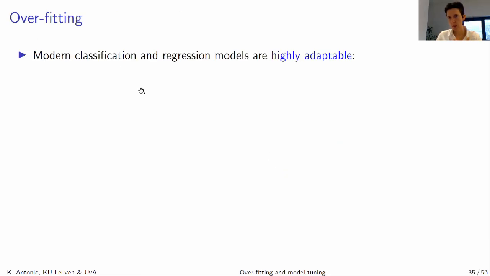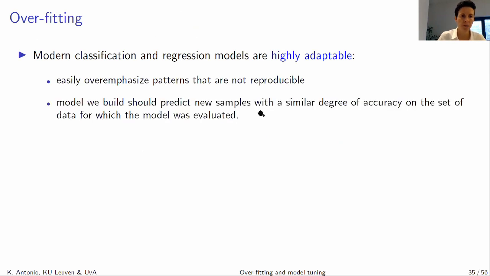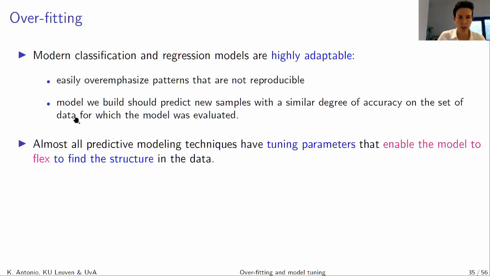We discussed overfitting already. We say, well, modern classification regression models, they're highly adaptable. They can easily overemphasize patterns which are not reproducible from the training data to the test data. And the model we built should predict the test data, so new samples, with a similar degree of accuracy as on the training data, okay?